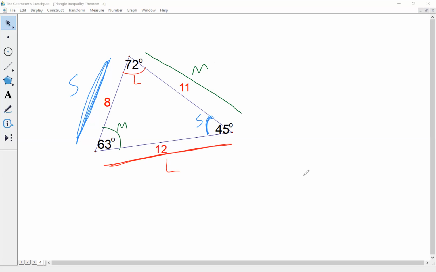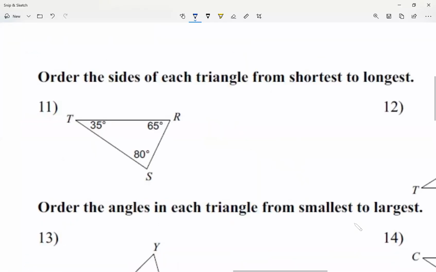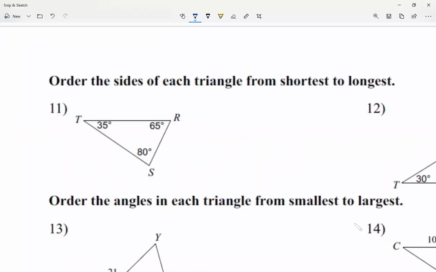Cool. Having that said, let's take a look at our homework here. Question number 11. I have the angles, but I need to find out the sides. All right, the smallest angle is 35 degrees. And that means this side is the smallest side.